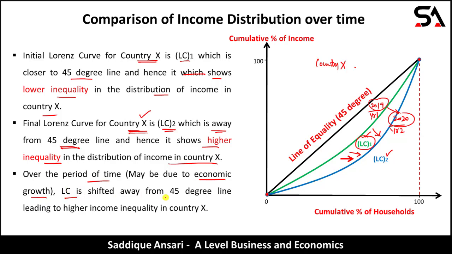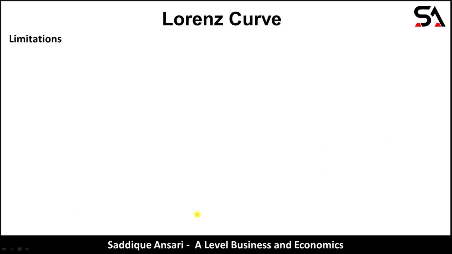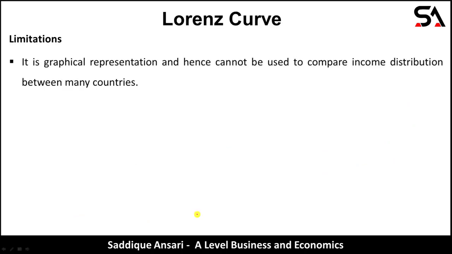Lorenz curve is shifted away from the 45-degree line, leading to higher income inequality in country X. Now, Lorenz curve has certain limitations. The first limitation is it is a graphical representation and hence cannot be used to compare income distribution between many countries. Let's suppose we have to compare income distribution of 100 countries.